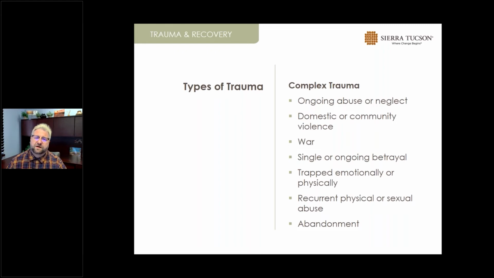The first type is ongoing abuse or neglect. This is for people who experience any type of abuse or any type of family members ignoring them, partners not caring for them, people who have been victims of domestic or community violence, people who've been bullied, people who are veterans or first responders.